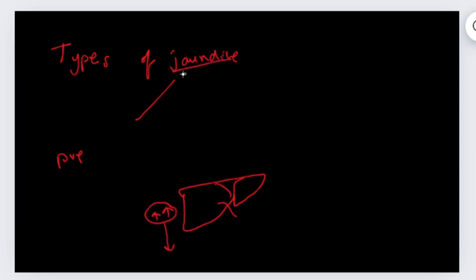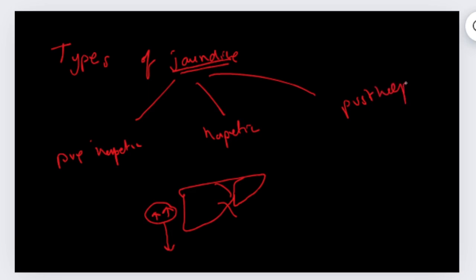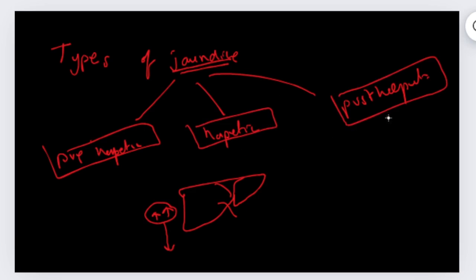So now you have to remember there are types of jaundice. One is pre-hepatic jaundice, another is hepatic jaundice, and the third one is post-hepatic jaundice. Now I have written pre-hepatic, hepatic, and post-hepatic. Remember simple words: post-hepatic is related with obstruction, pre-hepatic is related with hemolytic anemia, and hepatic is related with liver disorder.